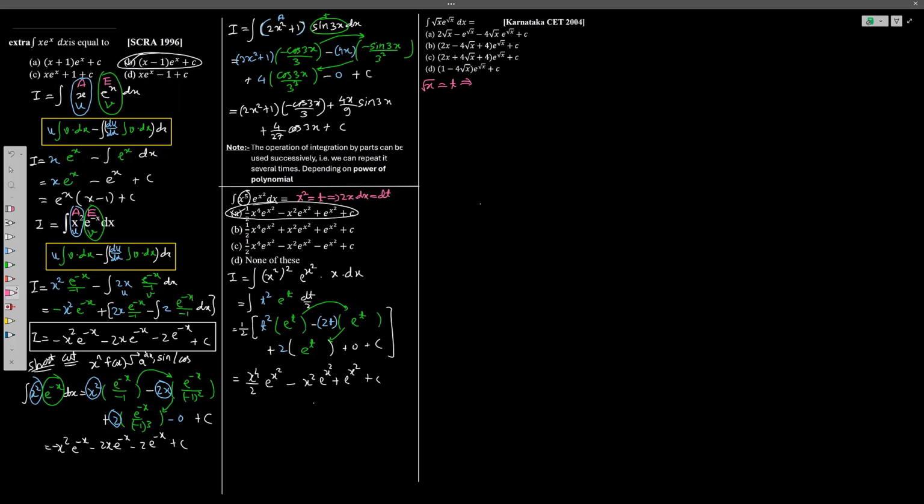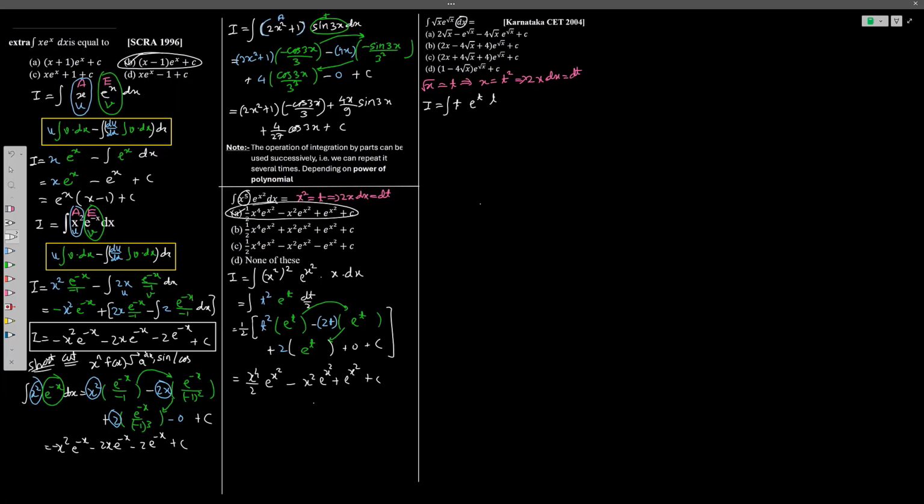I had said in this type that when differentiation is not available, make x the subject. So here we'll get x is equal to t square. Differentiate both the sides, we will get dx as 2t dt. Right? So let's change our variable. Integration of root x will become, e raised to root x will become e raised to t.